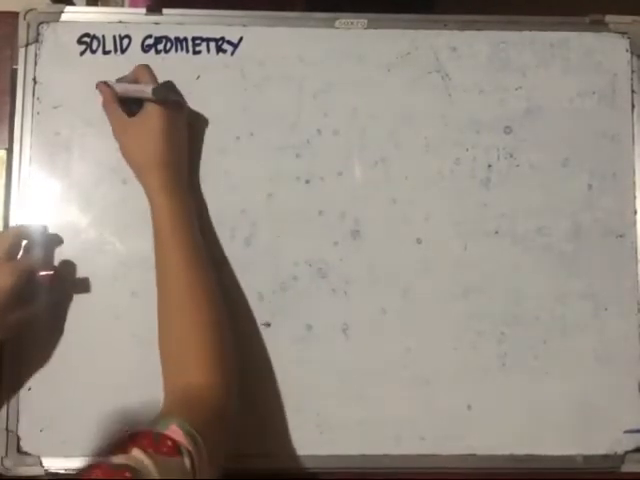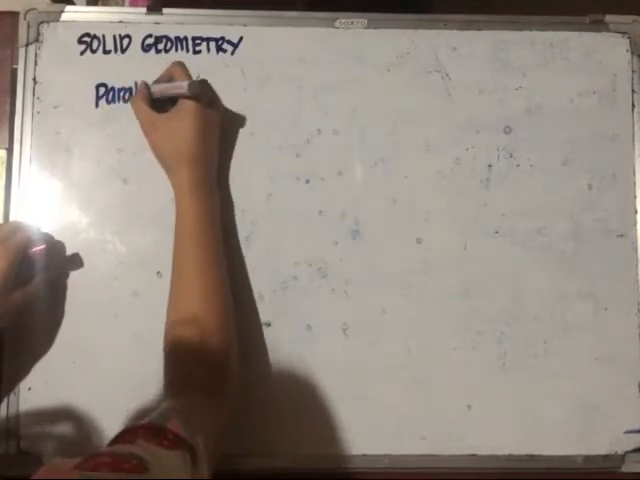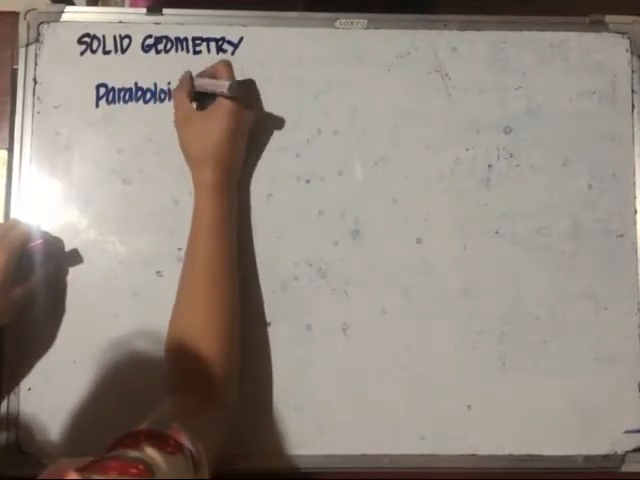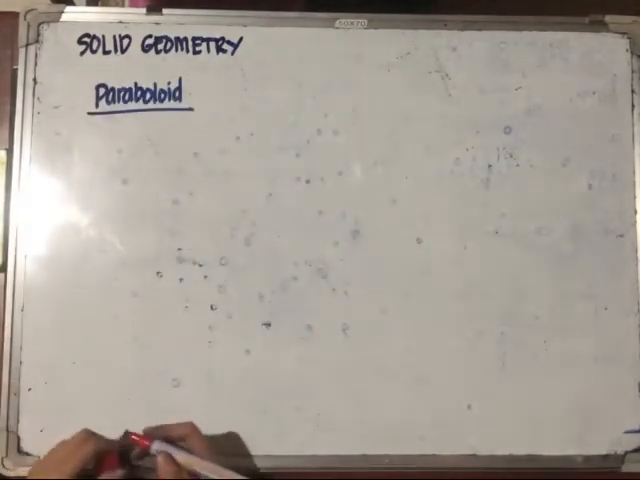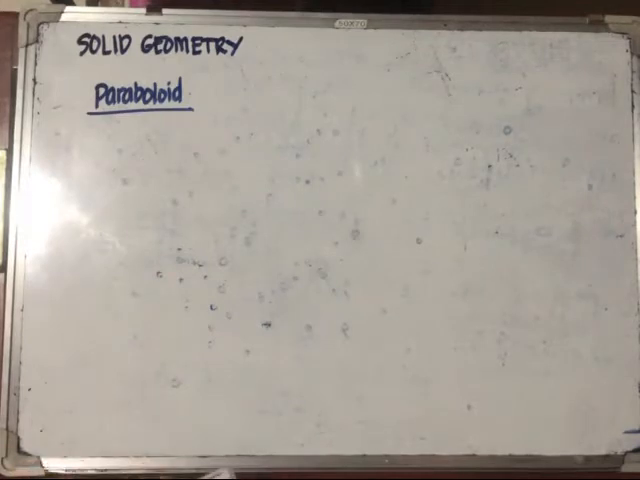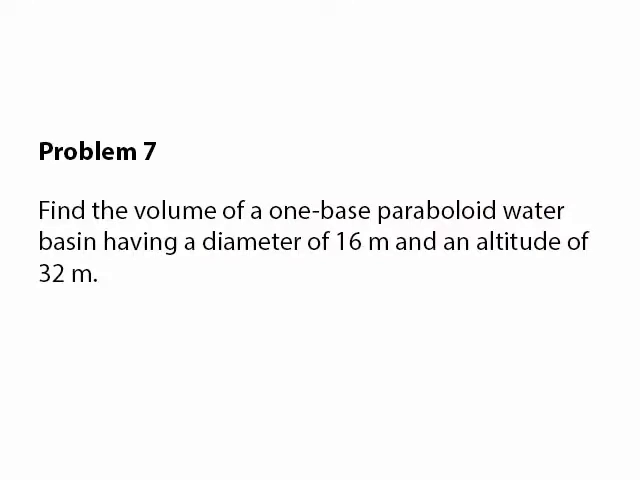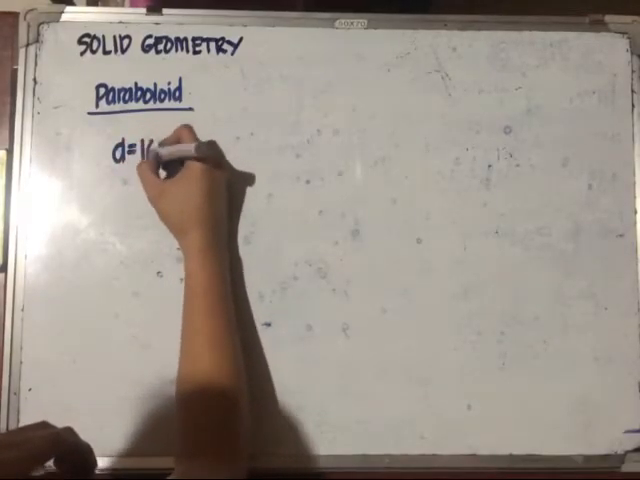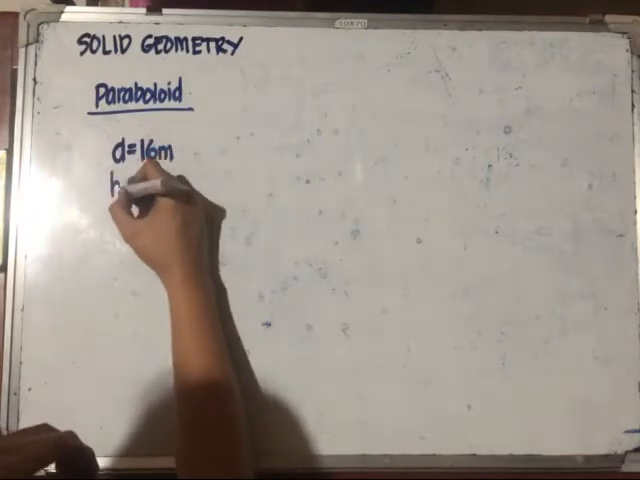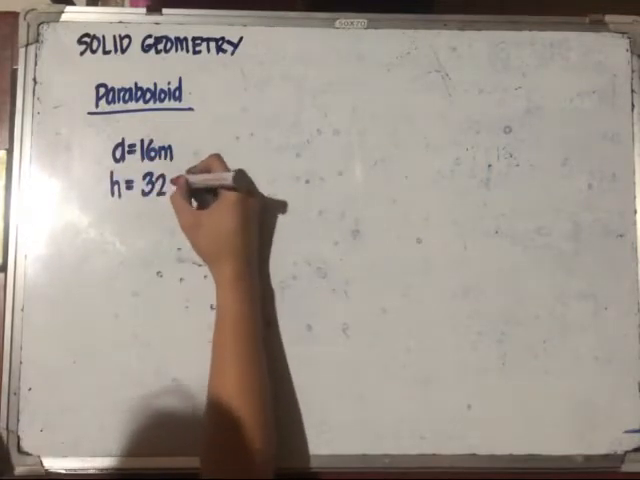Okay, our next problem is all about paraboloid. So I'll introduce this paraboloid kasi you can not only use this one under solid geometry, but more importantly under fluid mechanics, the paraboloid of revolutions. So this one is, find the volume of one base paraboloid water basin having a diameter of 16 and an altitude of 32. Paraboloid with diameter of 16 meters and altitude h of 32 meters.